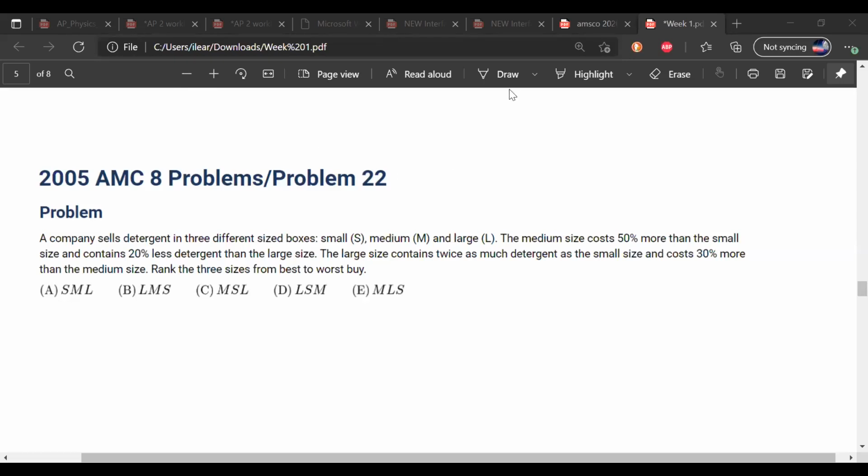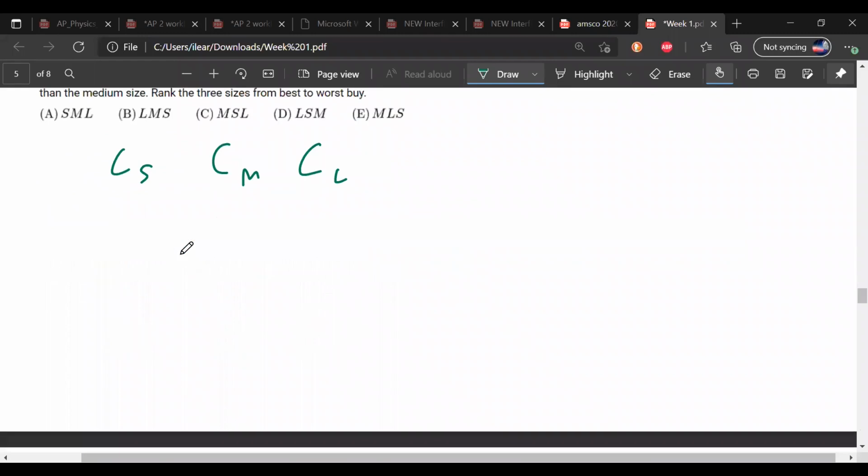All right, so it looks like most people agree that it's E. So let's see. Is it E? All right, so let's define something like this. So first let's say this. We have C, cost S, cost M, and cost large. And now we also have size. So we have small. S represents small.